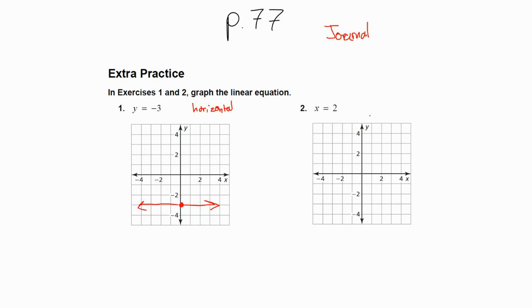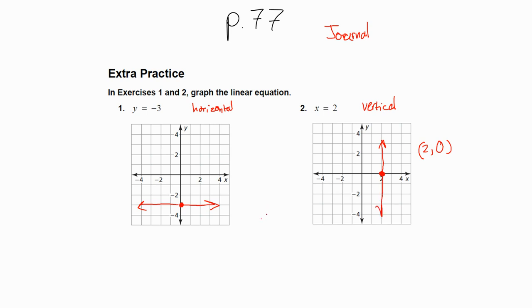Awesome. Now, problem 2. Is that horizontal or vertical? You should have chosen vertical. Okay. What coordinate can you graph right away? We can graph when x is 2, y is going to be 0. And that's right on the x-axis at 2. And we know it's a vertical line, so we can just extend the drawing up or down.